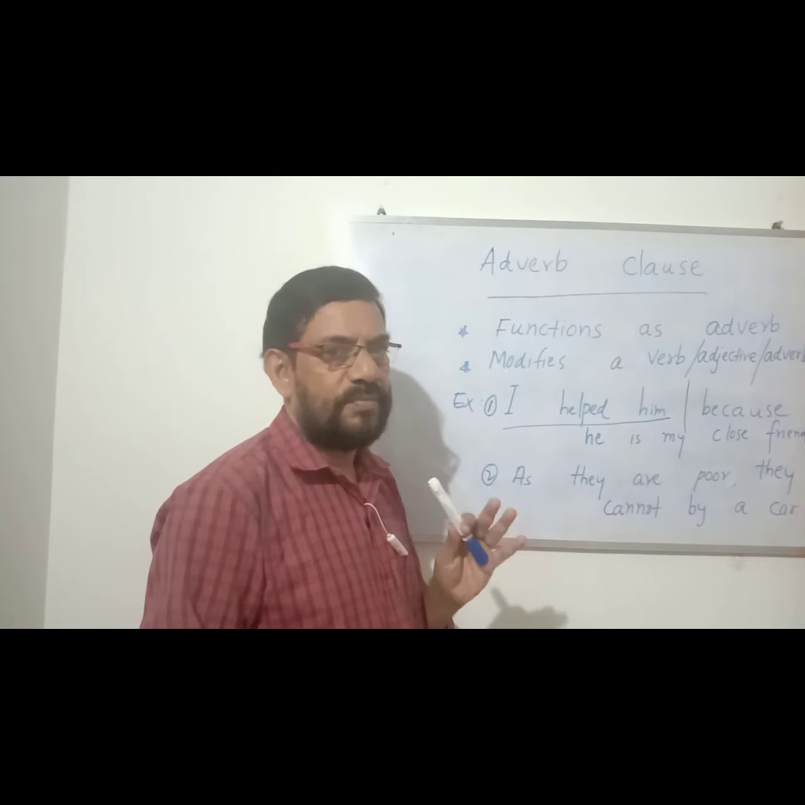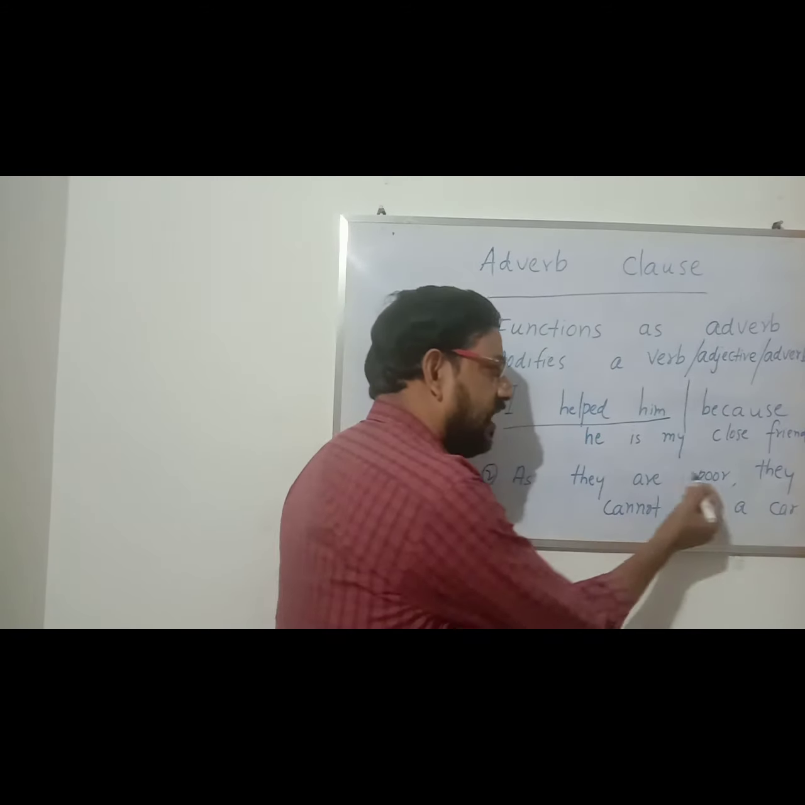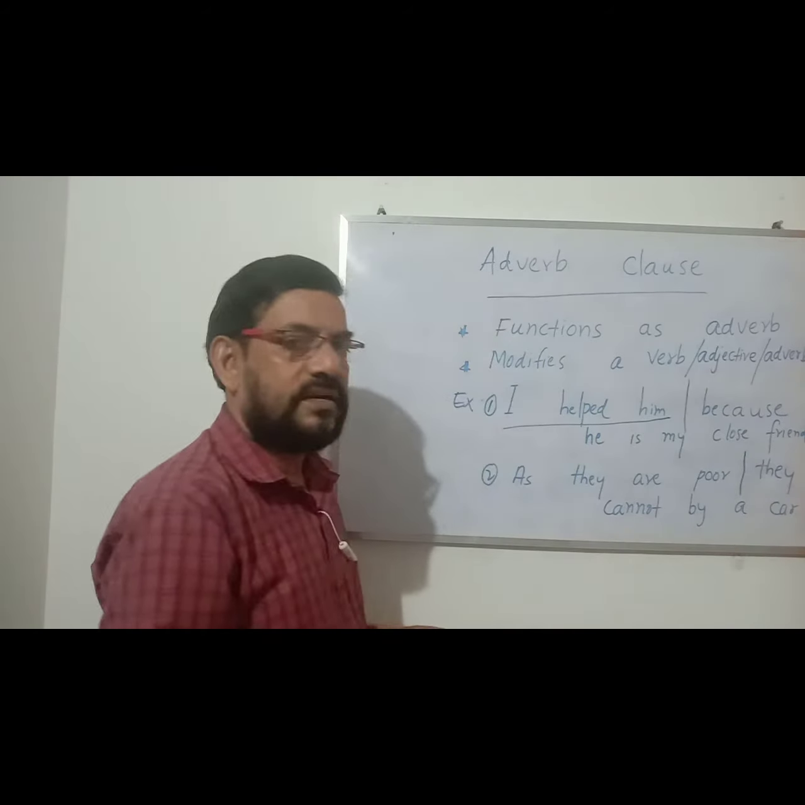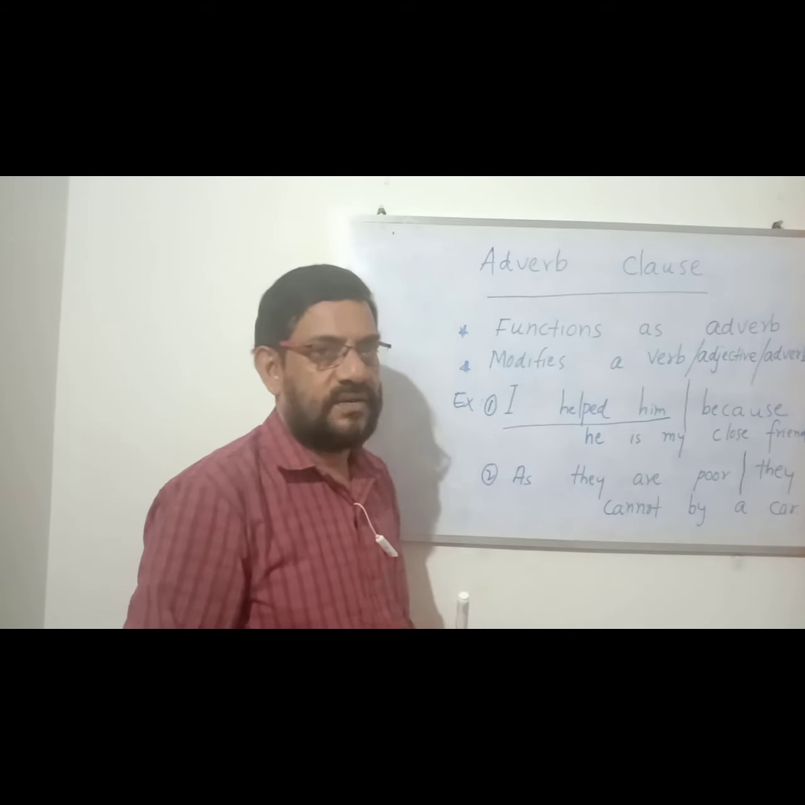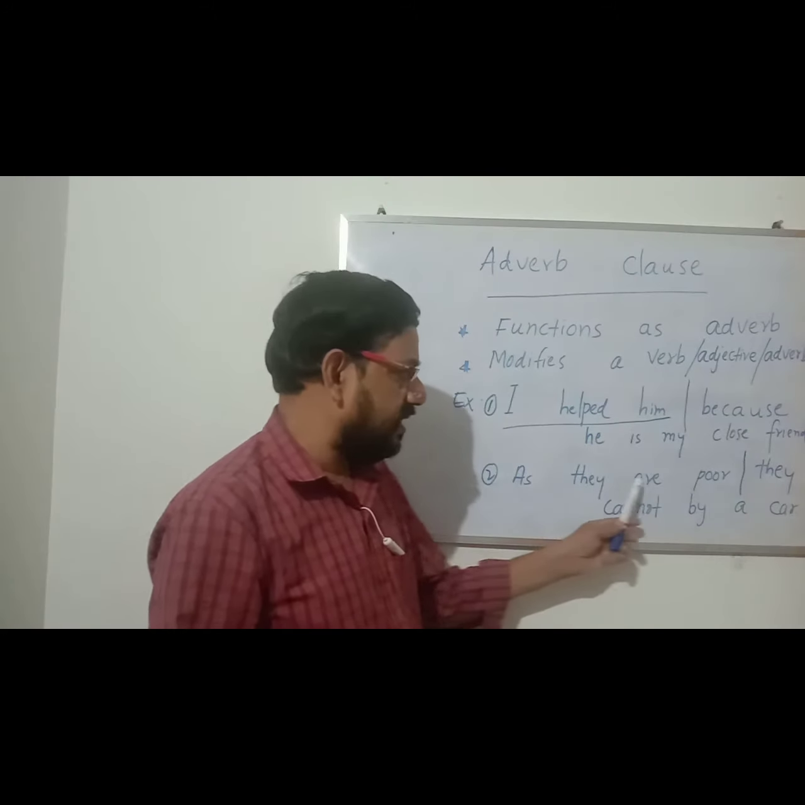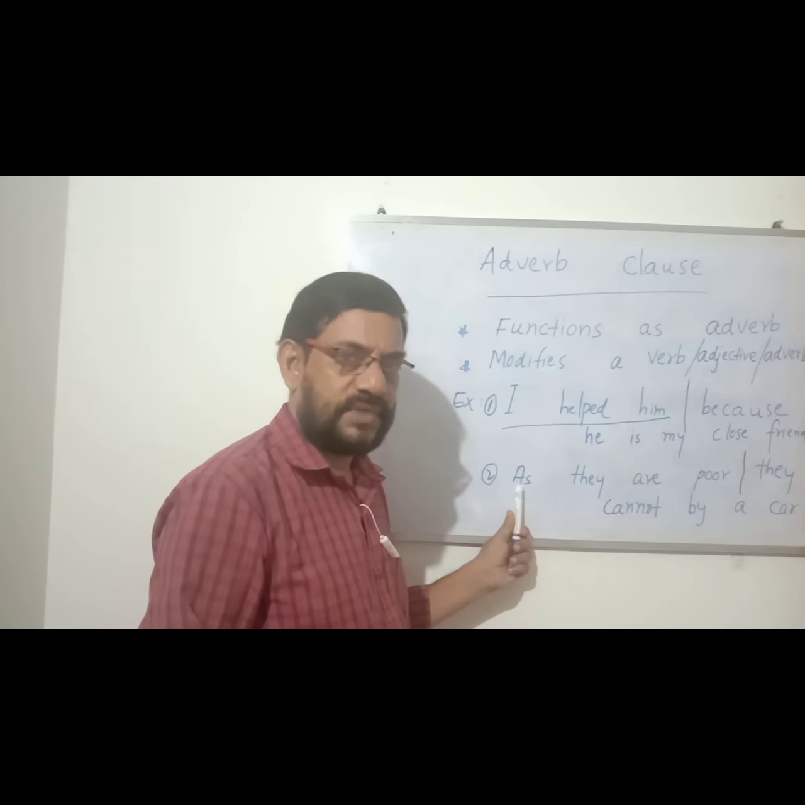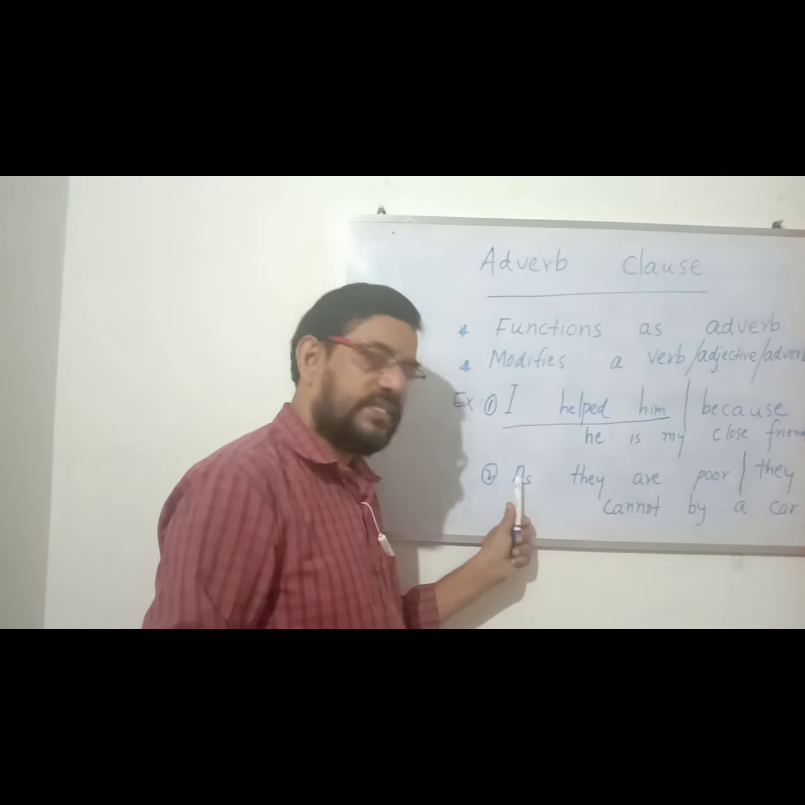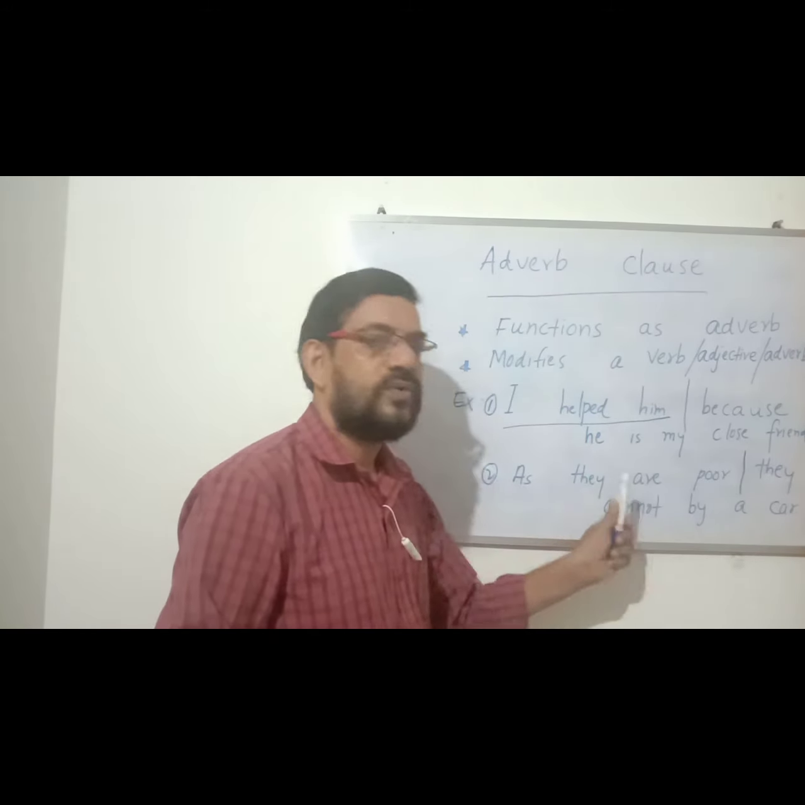In this sentence, how many clauses are there? When we check the clauses, we know that "as they are poor" is the first clause, and "they cannot buy a car" is the second clause. In these two clauses, which clause is main or complete? The clause that starts with a subject. For example, "as they are poor": what is the first word? "As." Is it a subject? No. What is the subject in this clause? "They." The subject is placed later. What is placed first? A conjunction. A subordinating conjunction is placed first.